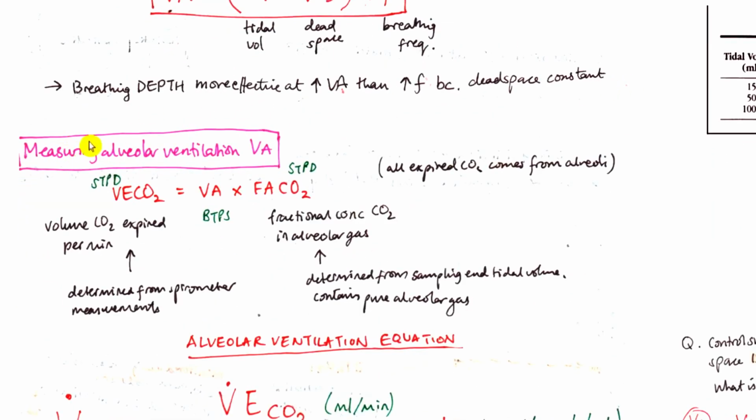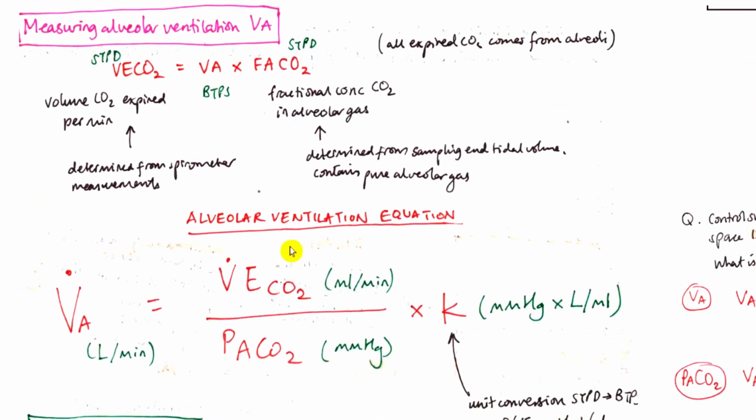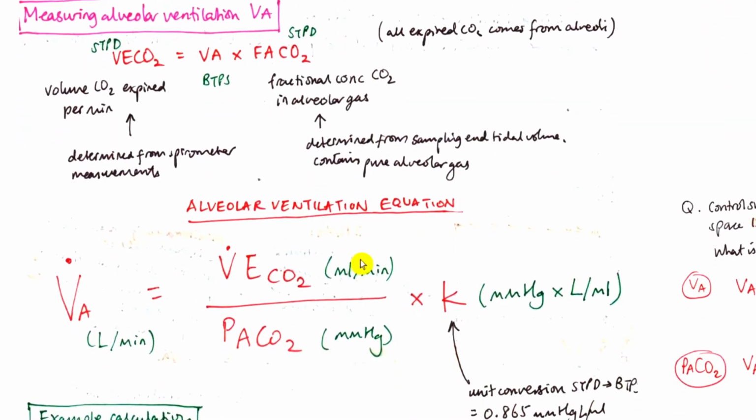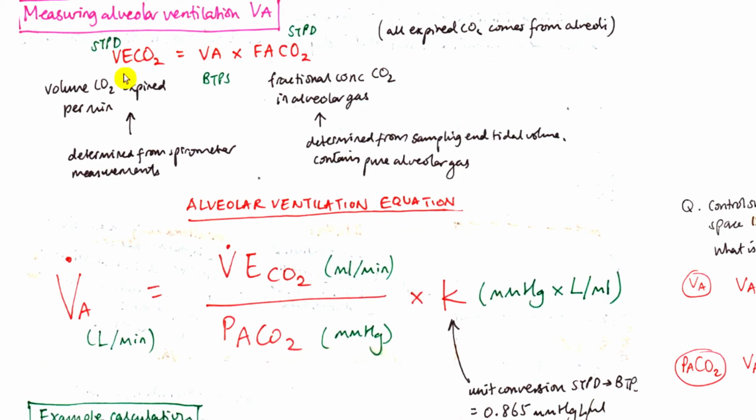And how do we measure alveolar ventilation? We can't really measure the dead space that well. So the way we do it is using the volume of expired CO2, this equation. The volume of expired CO2 equals the alveolar ventilation times FACO2, which is the fractional concentration of carbon dioxide in alveolar gas.